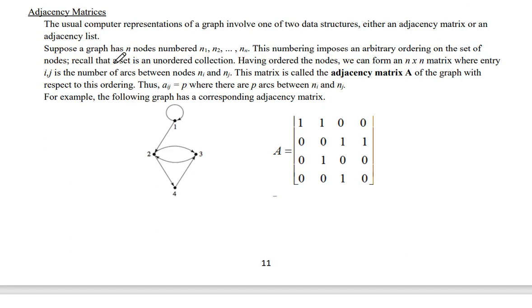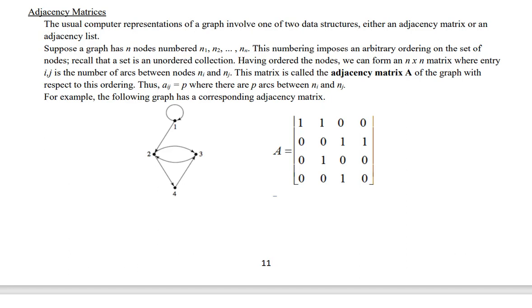Suppose a graph has n nodes. For example, this one has 4 nodes. This numbering imposes an arbitrary ordering on the set of nodes. Recall that a set is not an ordered collection.